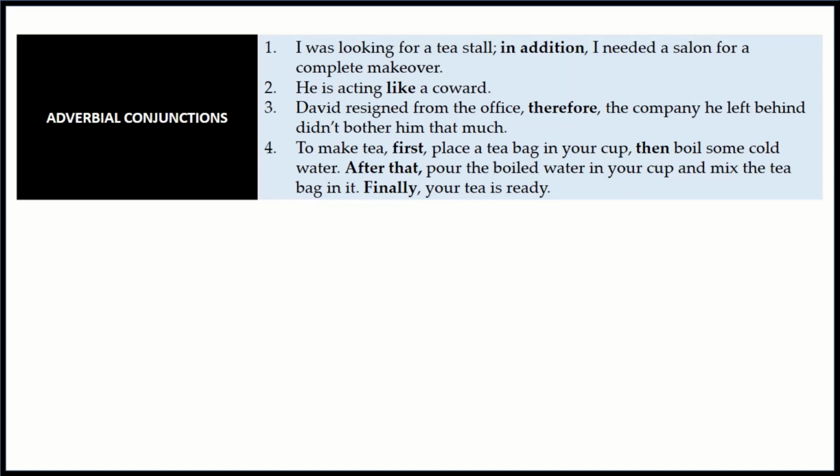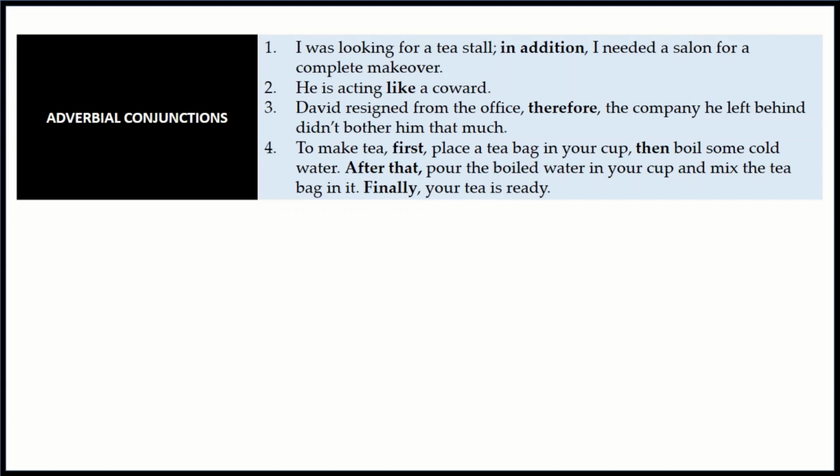The fourth one, it's a big sentence but still really interesting. To make tea, first place a tea bag in your cup, then boil some cold water. After that, pour the boiled water in your cup and mix the tea bag in it. Finally, your tea is ready. Well, basically, I don't know how to make tea. I never have tried in my life. Maybe in the future I may, but that's what I came up with, and I hope you are able to understand what adverbial conjunctions are and what their role is.